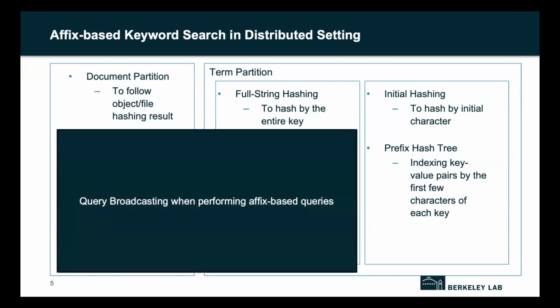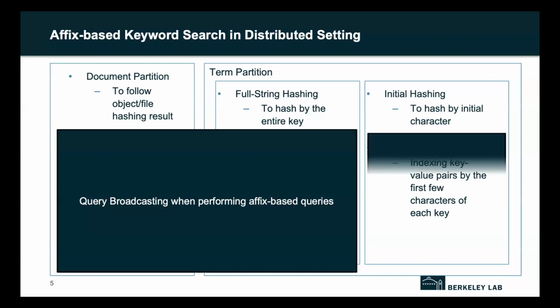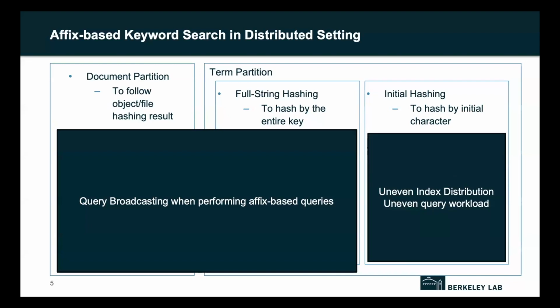However, the thing is, with the document partition approach and the full string hashing approach, you cannot avoid query broadcasting when performing affix-based queries, like for example prefix, suffix, or infix. You need to go through all partitions because you are not really certain which affix can be satisfied on which partition, right? So it's not deterministic. And then for initial hashing, there's an issue with uneven index distribution, and that actually causes uneven query workload.